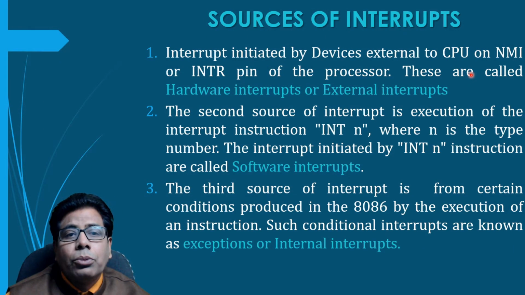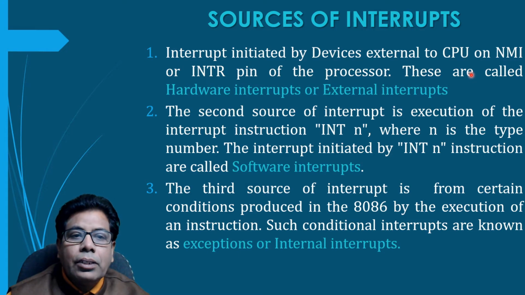So what are the different sources of interrupts? First, the interrupts can be initiated by devices external to the CPU. There are two pins, NMI and INTR. These interrupts are called hardware interrupts or external interrupts, because these interrupts are coming on the pins of the microprocessor.